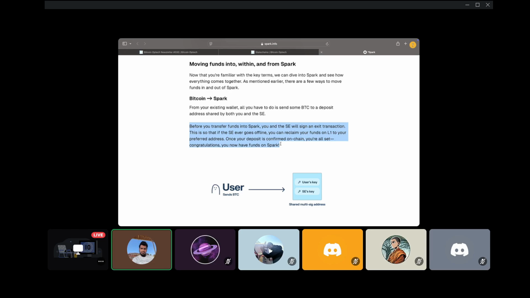All right. So you have funds on your Bitcoin wallet. You send those funds to a multi-sig address, which is controlled by yourself along with the Spark entities, and you sign an exit transaction, which gives you full control of the UTXO. So meaning you can exit the protocol and go to the mainnet whenever you wish.